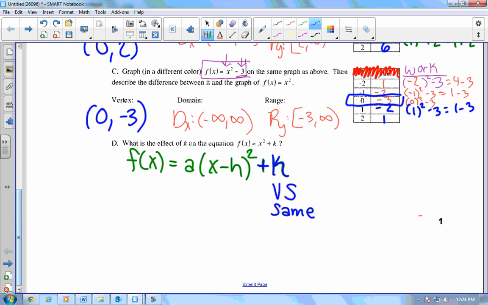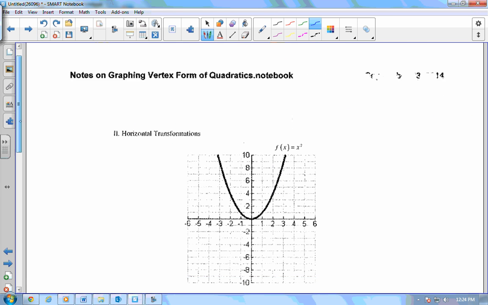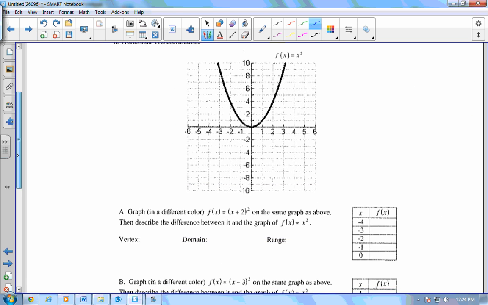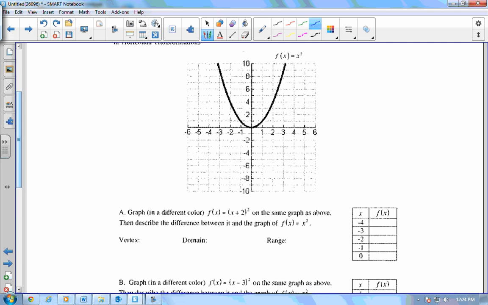VS stands for vertical shift. Same. Okay, flip it over to the next page. So it says we have our parent function already graphed. Yes, please. We have a couple up here. Okay? I'm going to teach you how to graph this on your calculator, so everyone does a calculator.